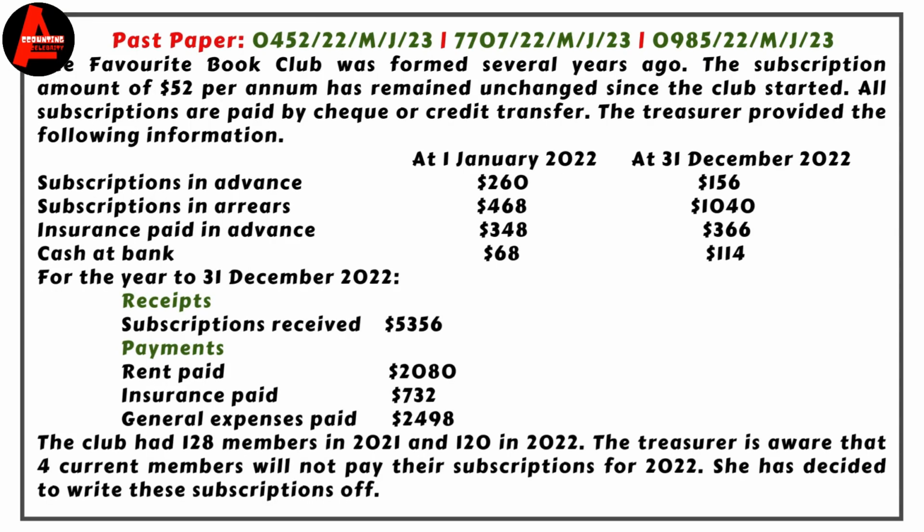The Favorite Book Club was formed several years ago. The subscription amount of $52 per annum has remained unchanged since the club started. All subscriptions are paid by check or credit transfer. The treasurer provided the following information. Here we see many things. So this is our question.